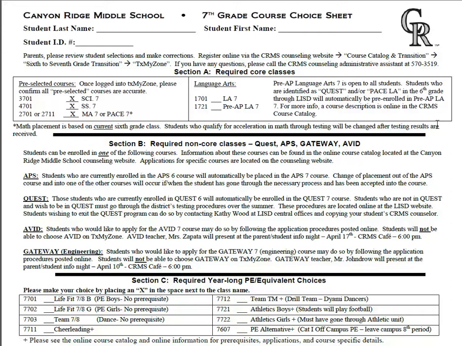Okay, welcome to your 6th to 7th grade transition. This video is for students at Canyon Ridge Middle School who are currently in the 6th grade moving into the 7th grade. First thing we're going to do is put your last name, then your first name, then we're going to put your student ID.